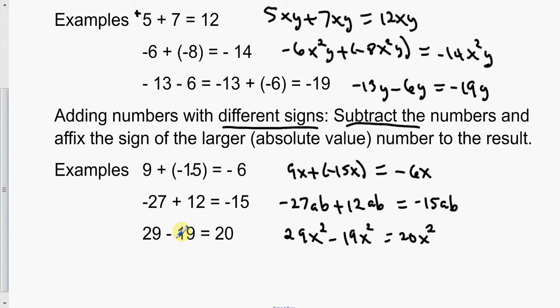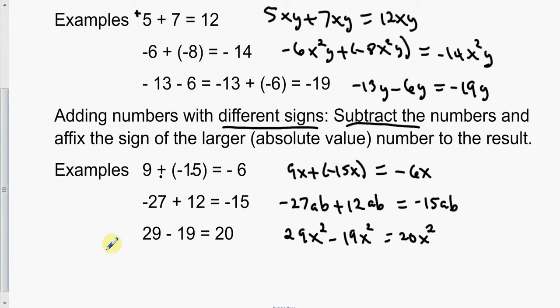This one, 29 minus 19, is just good old common subtraction. 29 minus 19 is just 10. If there were variables here, like what I did over here, 9x plus a negative 15x, the hardest thing is dealing with those numbers. Negative 6, keep the common variable x. Negative 27ab plus 12ab is negative 15ab. 29x squared minus 19x squared is 10x squared.